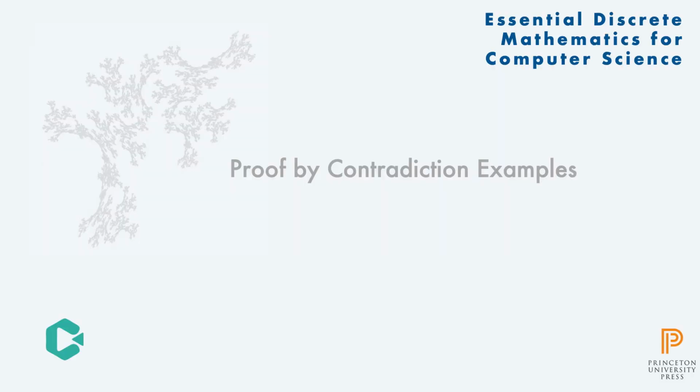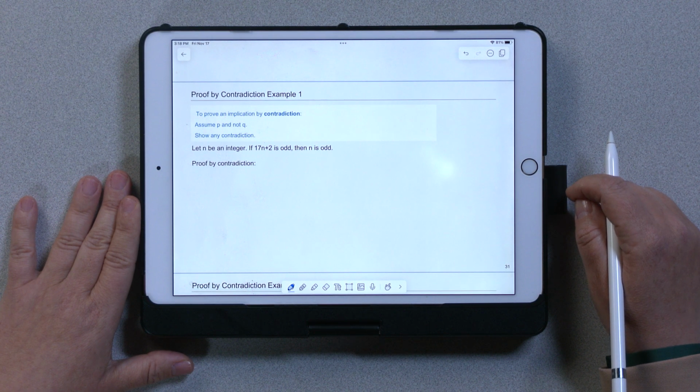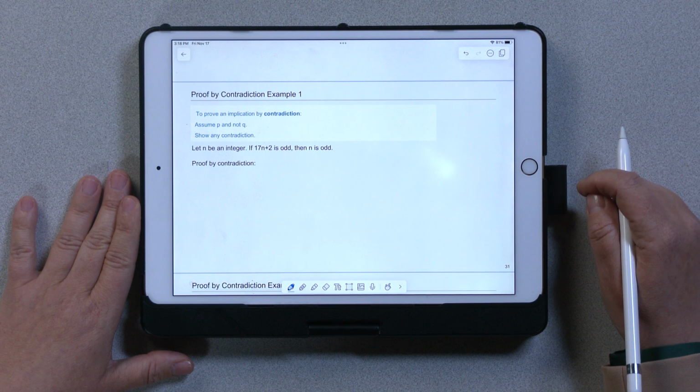Let's look at some examples now. For our first example of a proof by contradiction, we'll prove an implication. Our strategy is to negate the implication, and when we do so, we assume the premise and the negation of the conclusion, and then we need to show any contradiction. So let n be an integer, and we want to show that if 17n plus 2 is odd, then n is odd. Let's start by assuming the negation.